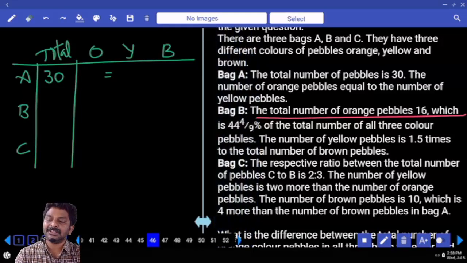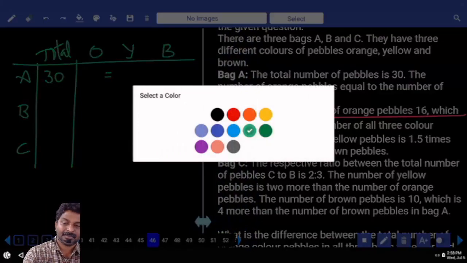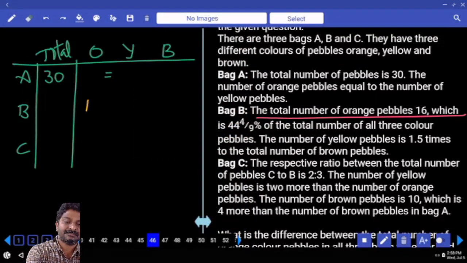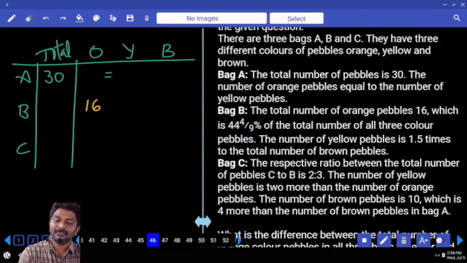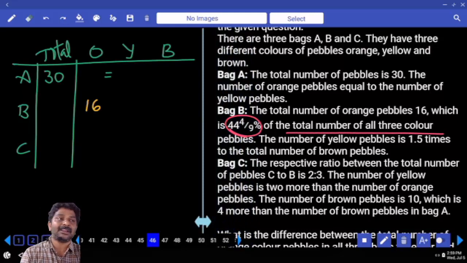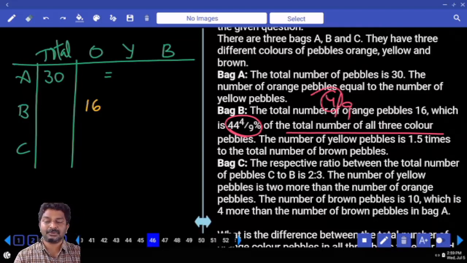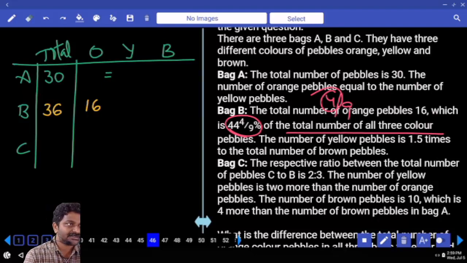The total number of orange pebbles in bag B is 16, which is 4 by 9 of the total number of all 3 color pebbles only. If you treat it as 4 by 9, what is the denominator? That means total it is 9 parts only, and 4 parts belong to orange, which is 16. If 4 parts is equal to 16, 1 part is 4, 9 parts, so total are 36.